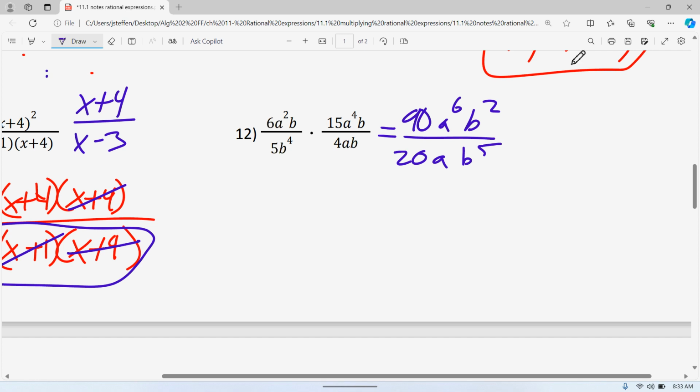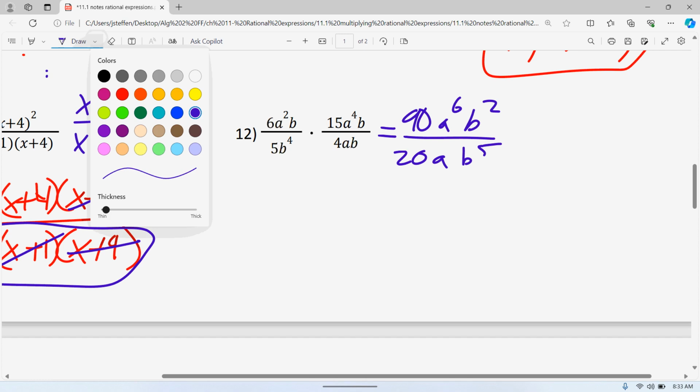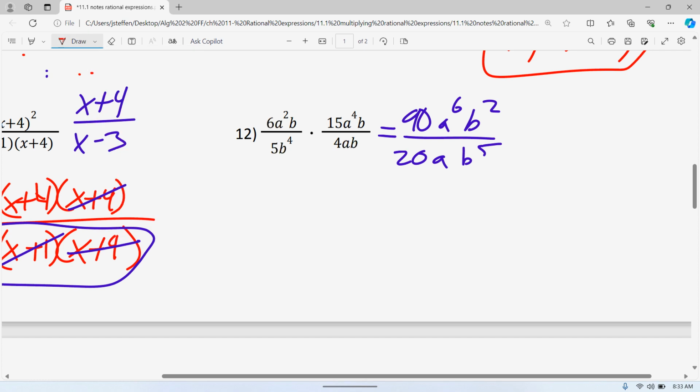Once you have it all condensed in one fraction, now you can go through and cancel. I think it's way less confusing when everything's in one spot. So first off, 90 divided by 20, you can actually do that fraction, divide both by 10, so that's 9 over 2. And this is where I don't know a better way to make this nice and clean.